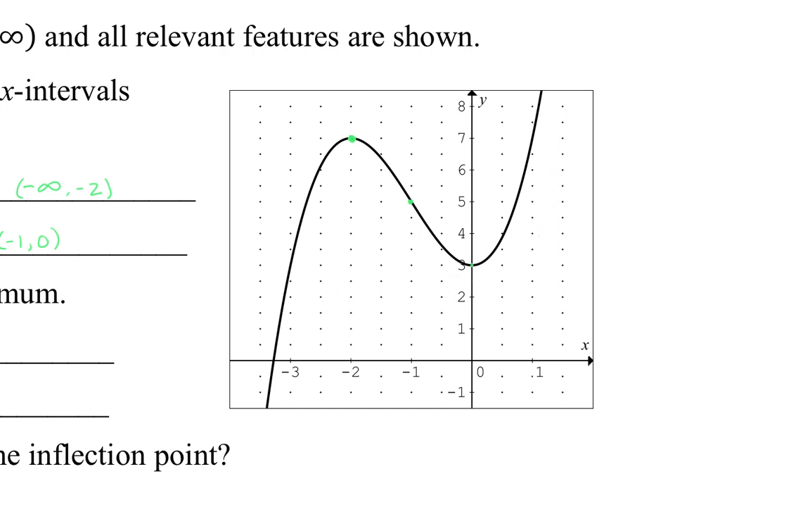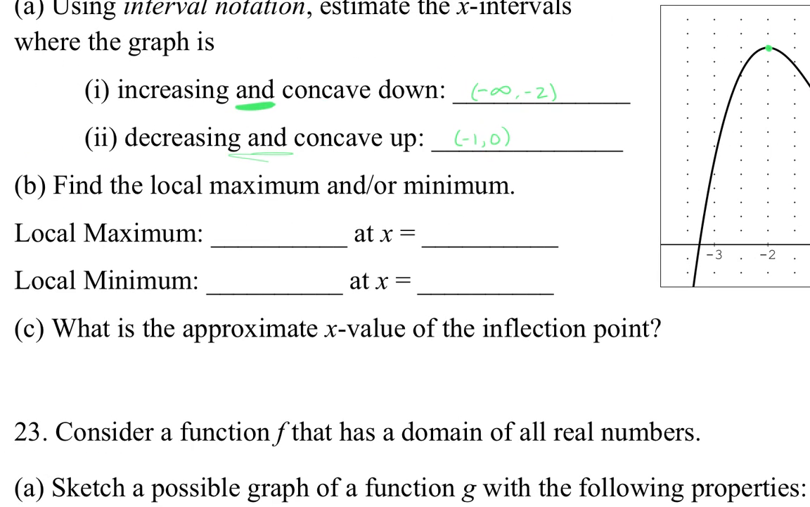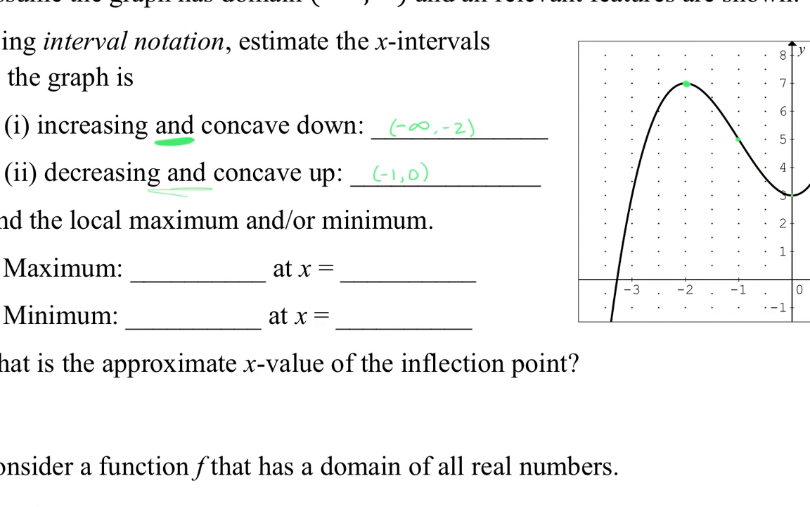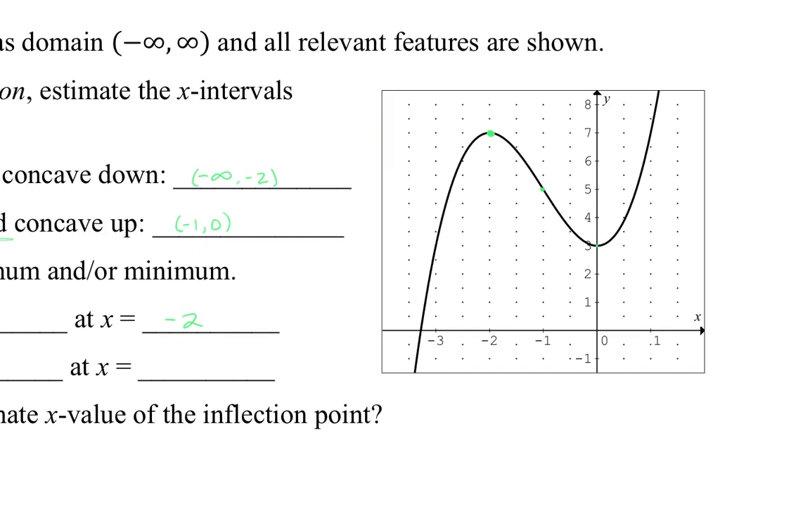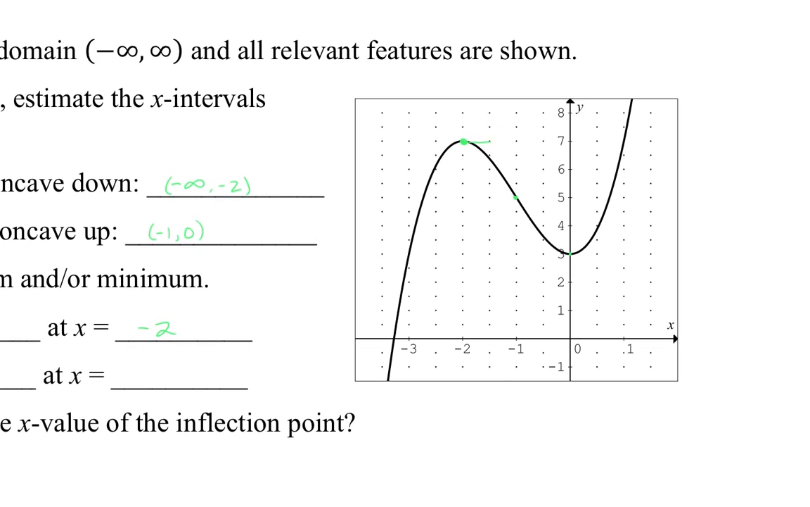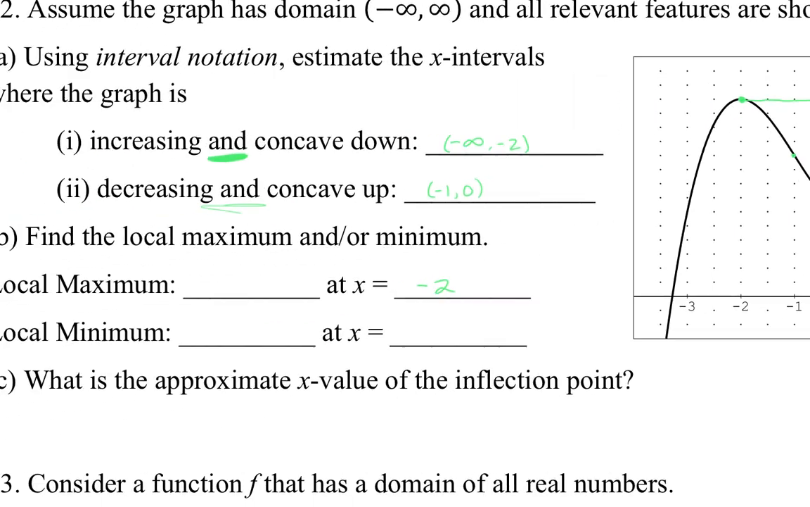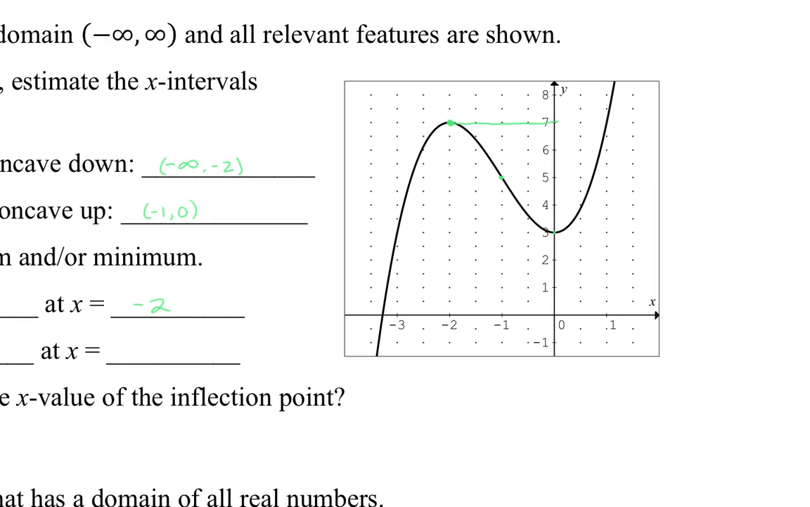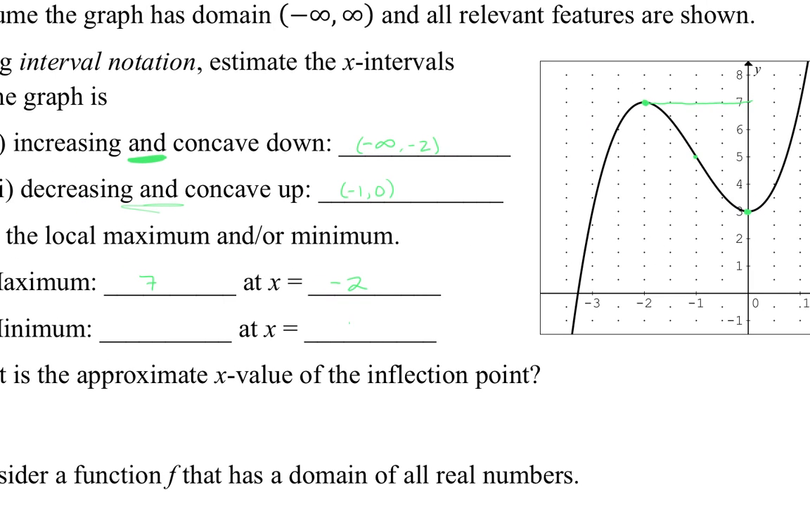Now, the next step is that we want to find the local maximum and or the minimum. So the local maximum here is happening at x equals, sorry, x equals -2, with a value of 7. Looking at our graph again, we have a local minimum at x equals 0, and that has a value of 3.